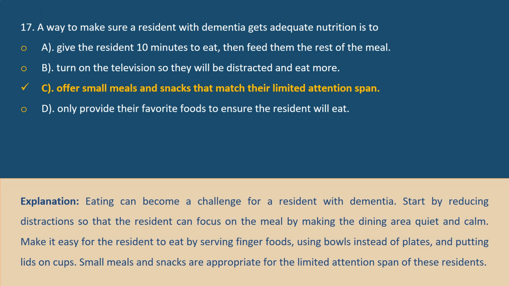Answer C. Offer small meals and snacks that match their limited attention span. Explanation. Eating can become a challenge for a resident with dementia. Start by reducing distractions so that the resident can focus on the meal by making the dining area quiet and calm. Make it easy for the resident to eat by serving finger foods, using bowls instead of plates, and putting lids on cups. Small meals and snacks are appropriate for the limited attention span of these residents.